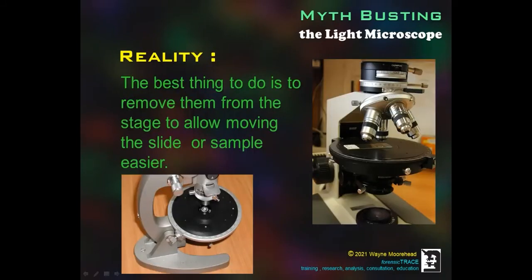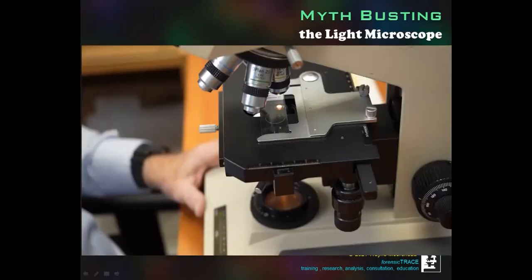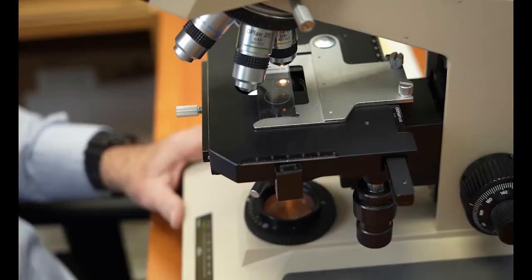So the best thing to do is to remove the stage clips and the mechanical stage from your microscope stage and use your hand to move the sample around, or the slide. So we're going to have now a session on how to remove the mechanical stage.